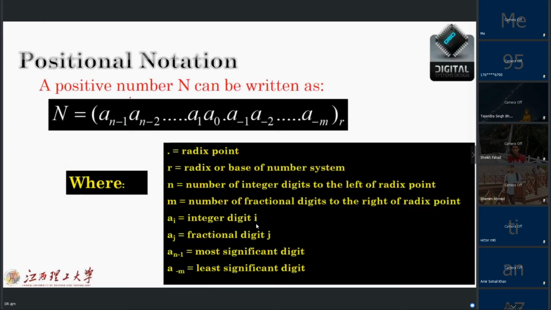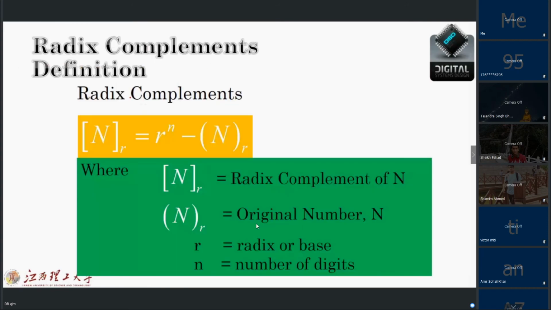Then one more definition that we should note is positional notation, which if we want to show the positive number, we can show it as this formula, in which R is the radix or base of number system, n is number of integer digits to the left of radix point, m is number of fractional digits to the right of the radix point, AI is integer digit i, AJ is fractional digit j, AN minus 1 is the most significant digit, and AM is least significant digit. I will just tell you this formula to remember. No need to mark them, no need to memorize them. Meanwhile, we have a better method to memorize and remember them. These are just the mathematical things behind this.